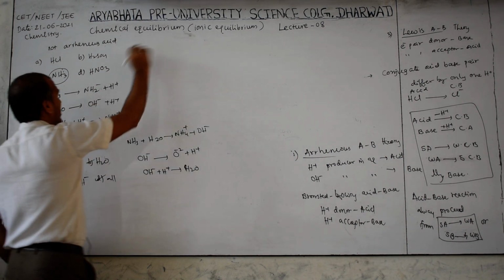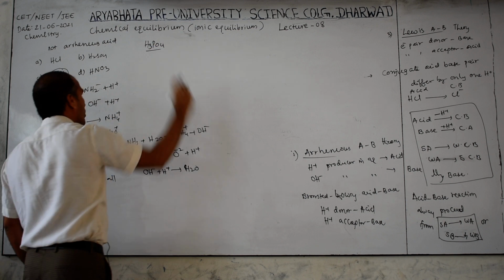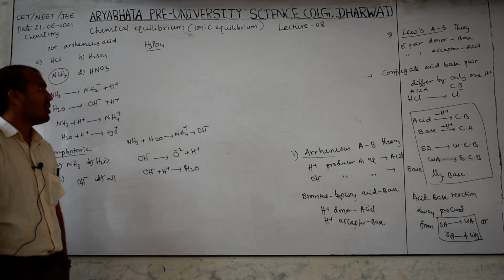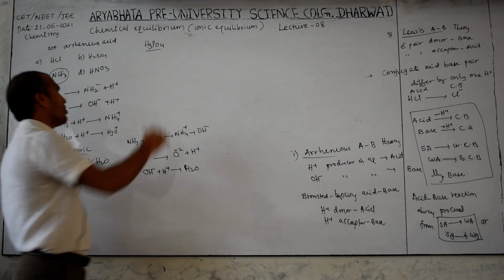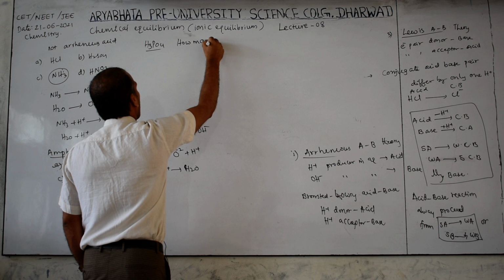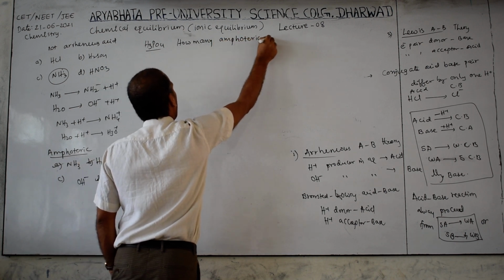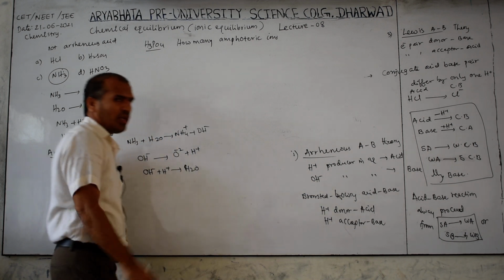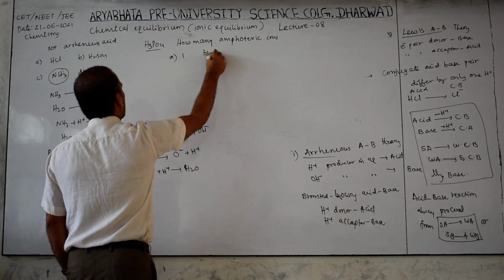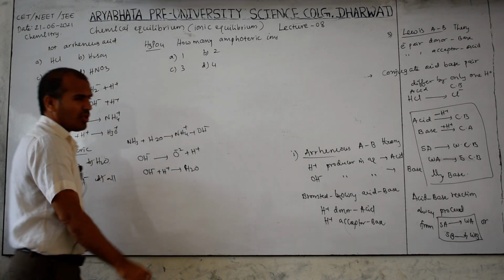Then, for example, H3PO4, how many amphoteric ions does it have? Like this, a question they may ask. Question is, how many amphoteric ions? Option A 1, option B 2, option C 3, option D 4, like this may be given. Then you have to answer.